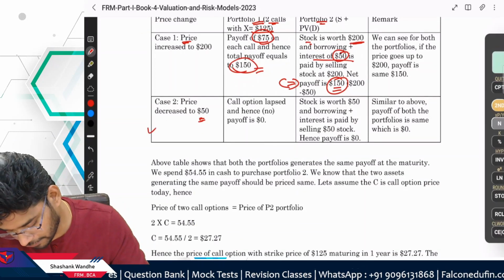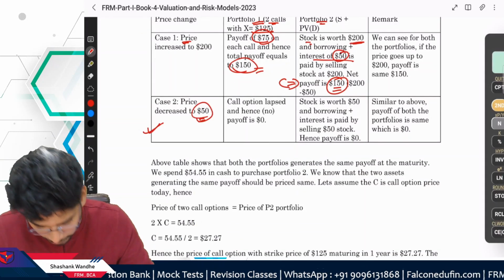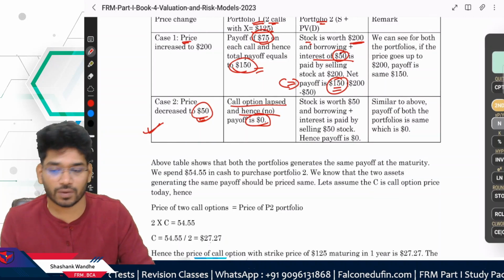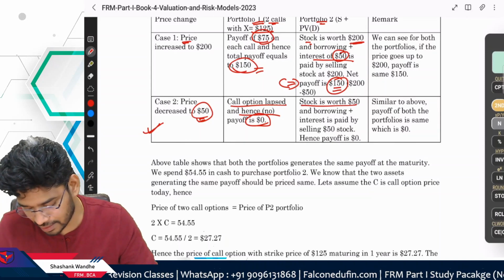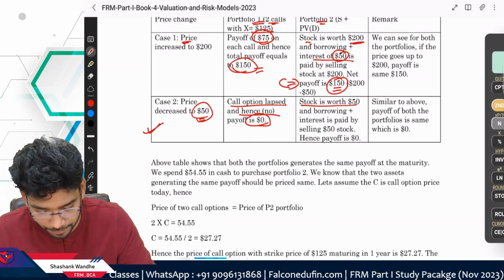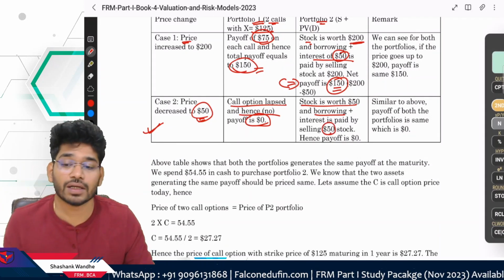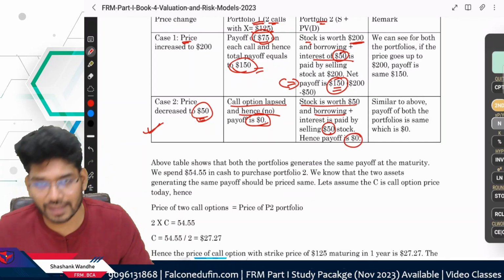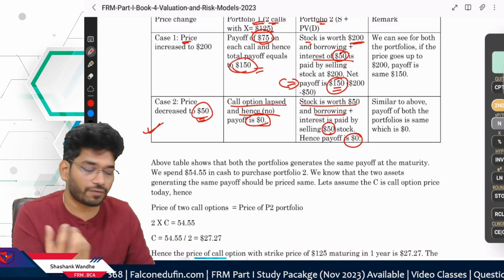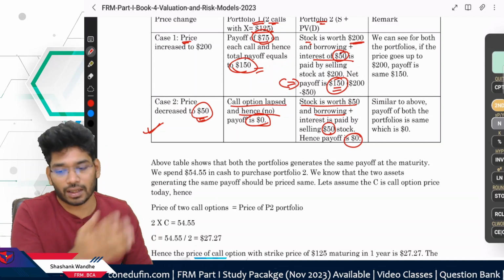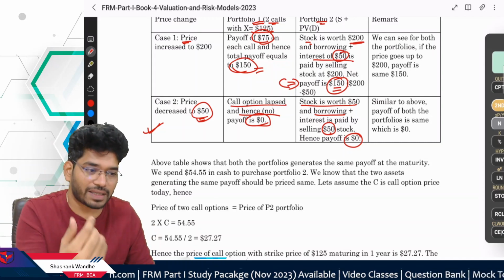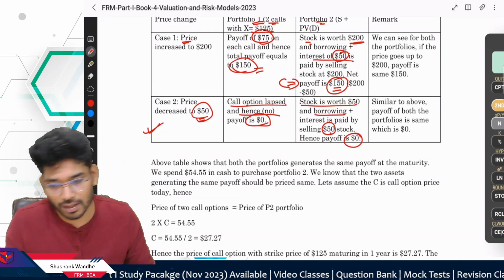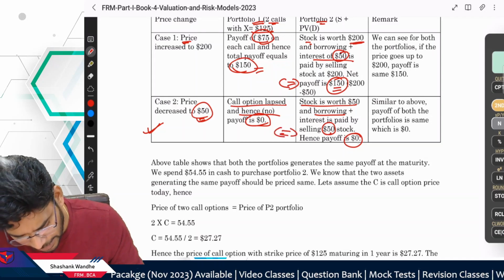Now what's happening if the underlying price is $50? In this particular case, the call option will lapse and hence there is no payoff, 0. In this case, the stock is worth 50 and the borrowing is also worth 50. So we will sell the stock and pay off our loans. Again, our payoff in this particular case is 0. So we sold stock, we got 50, we paid interest plus principal, 50, so payoff is 0. So here again, the payoff is the same.